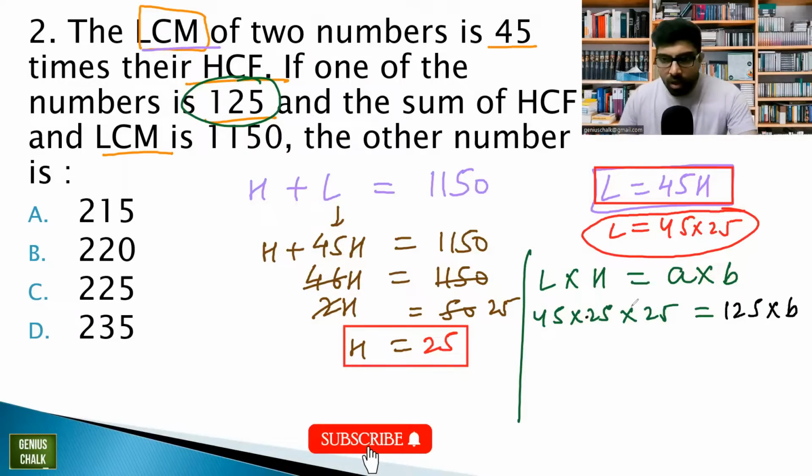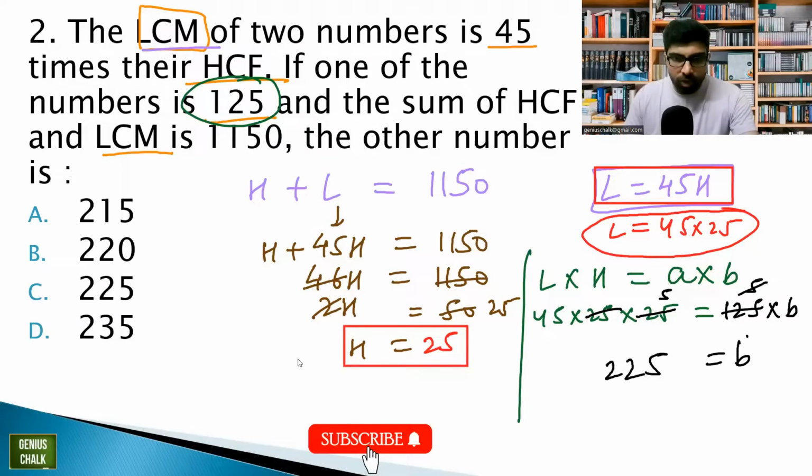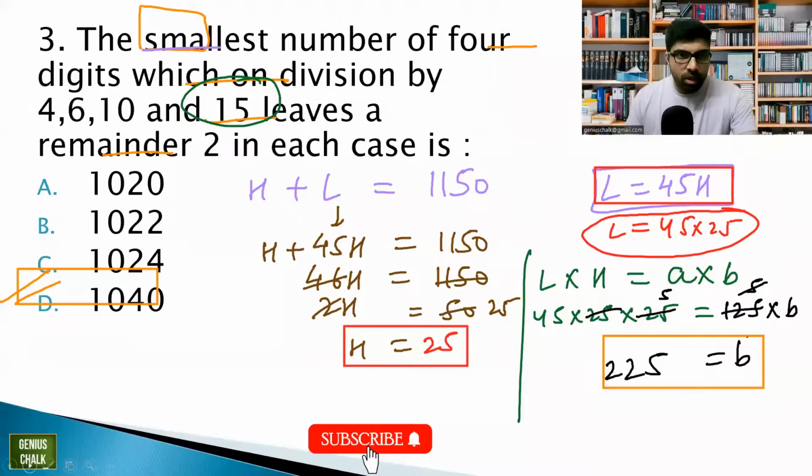Yes, let's try. 25 5s are 125, so B is equal to 45 into 5, and that is 40 into 5, 200, plus 5 into 5, 25. So the answer of this question has to be 225, which is option C, right? So this is my right answer for this. I hope it is clear. Let's move on to the next question.